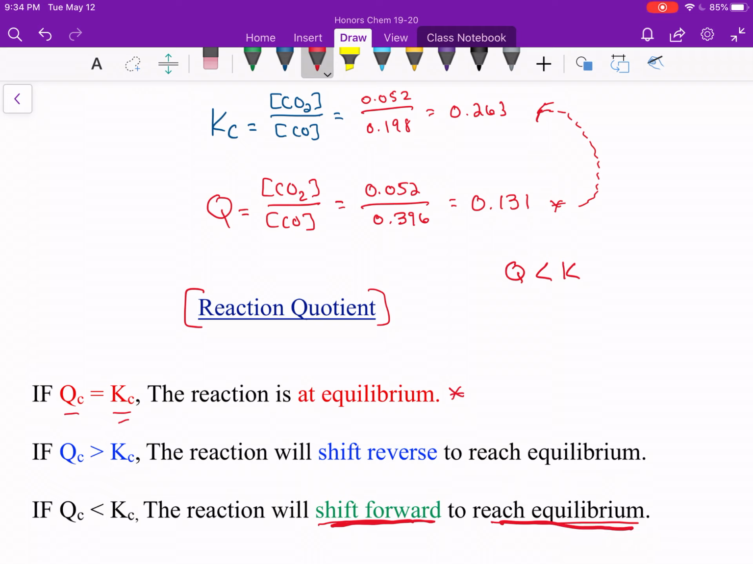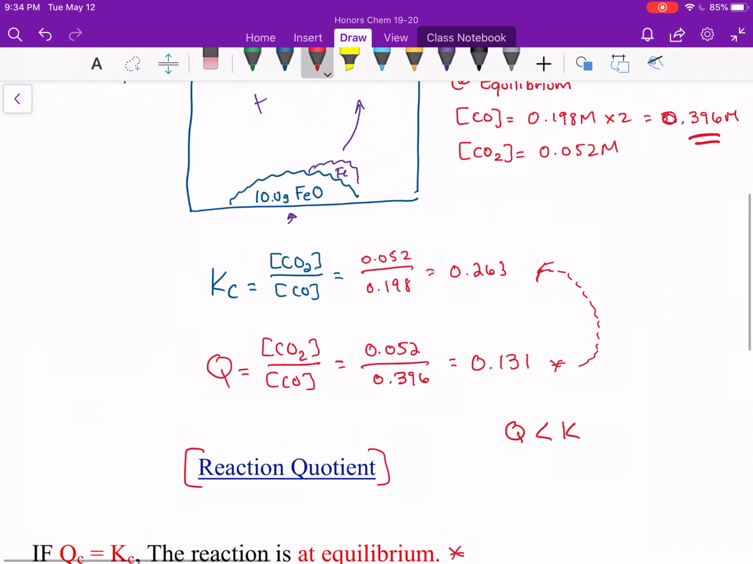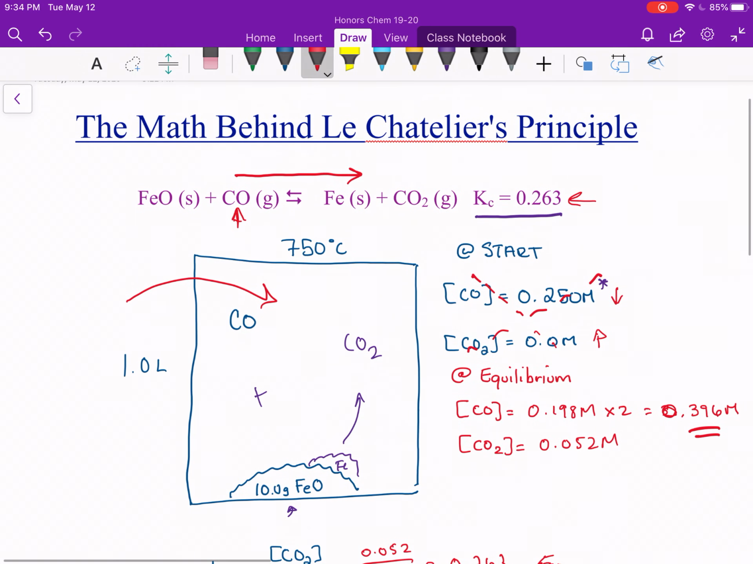So that would be this example. But what would happen if I were to increase the concentration of CO2? Well, if I increase the concentration of CO2, Le Chatelier's principle tells me that I have to shift reverse.